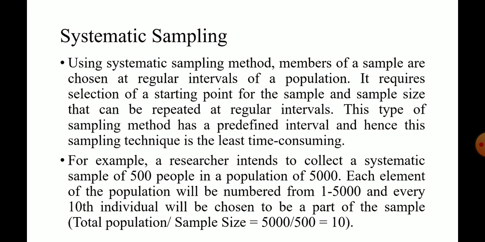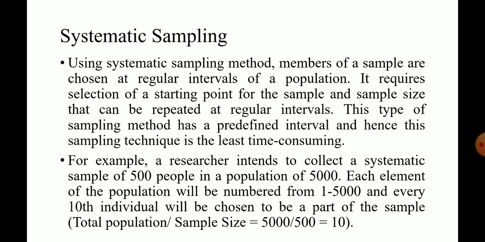You need a sample size, so the sample size is 5000. To get that repeated number, you have to divide the total population by the sample size. From that you will get the number 10. So you will choose every 10th person from that particular population. That is how the systematic method is used to select the sample.